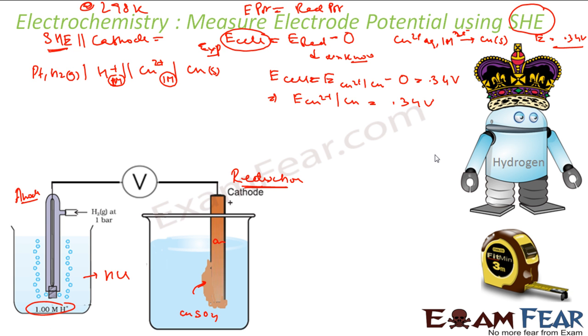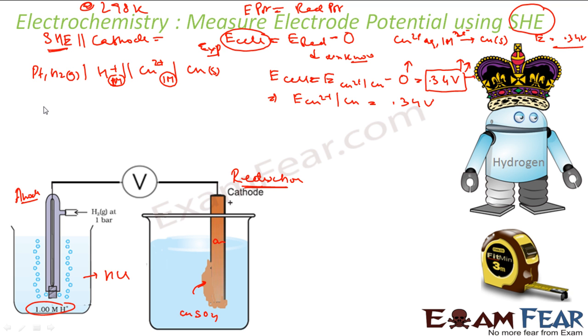Now note one thing here: we assume this hydrogen value to be 0, but actually this is not 0, it is 4.4 volt as the actual value. Since we assume it to be 0, we can't really say that this is the absolute standard electrode potential. But the positive value indicates that copper 2 plus ions get reduced more easily than H plus ions, because it has a positive reduction potential. That means copper 2 plus easily gets reduced to copper as compared to H plus ions to hydrogen.